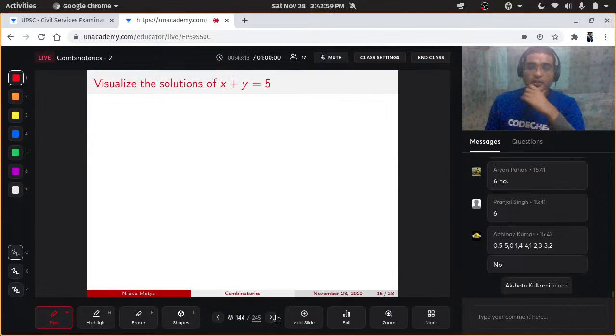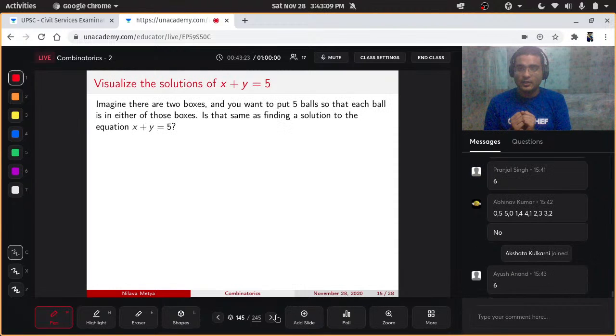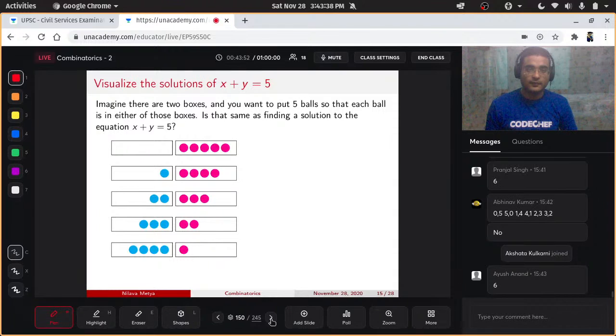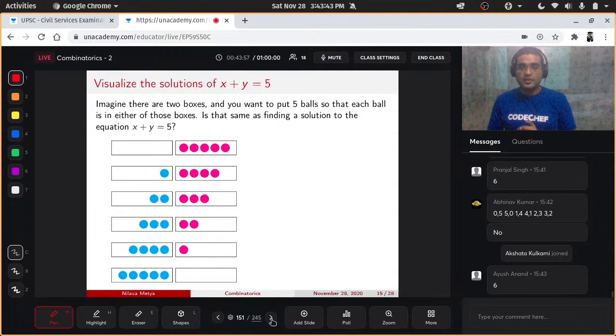Let us visualize what is happening. Imagine there are two boxes. The first box contains X balls, the second box contains Y balls. Clearly, X and Y have to be non-negative. How can you have a negative number of balls in any box? Now I want to put 5 balls in those boxes. How can the boxes look? 0 balls in the first box and 5 in the second, or 1 in the first and 4 in the second, or 2 and 3, 3 and 2, 4 and 1, and 5 and 0. Now can you see a relation between that equation and putting balls in the boxes?